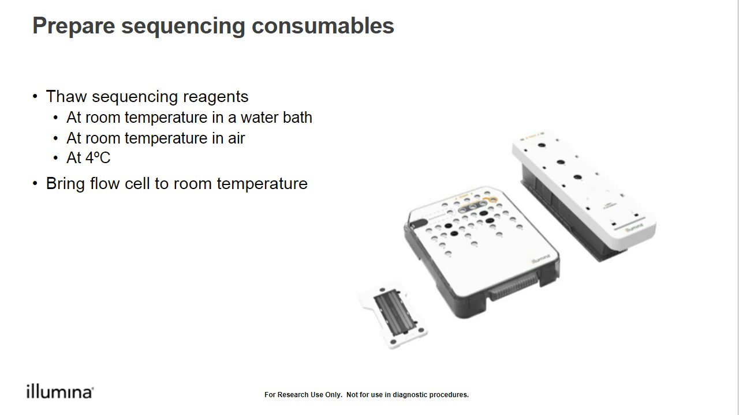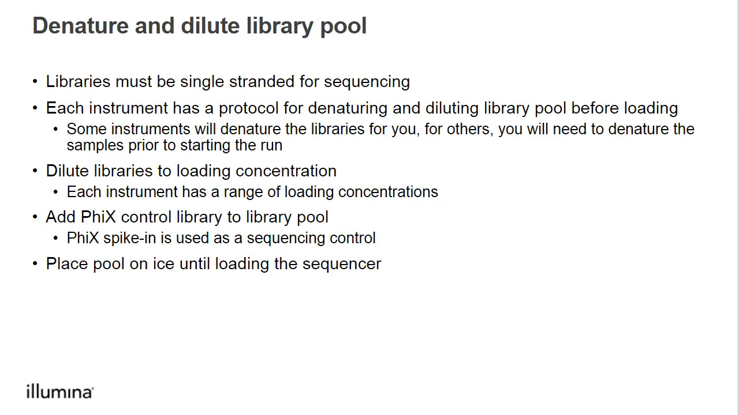Our next step is to denature and dilute our library pool. Libraries must be single-stranded for sequencing, and each instrument has a guide for denaturing and diluting the libraries. For most sequencers, you will need to denature the libraries before loading them onto the sequencer. That said, some instruments will do the denaturation step for you. For denaturation, we use sodium hydroxide, though sometimes we will do a second heat denature step as well. Just before loading the libraries, we dilute them to a final concentration that is compatible with the sequencer that we're using. These concentrations are also given in the denature and dilution guides.